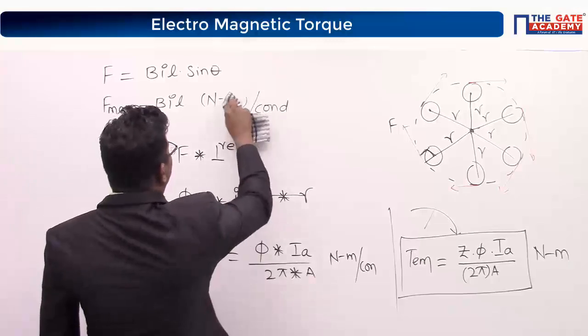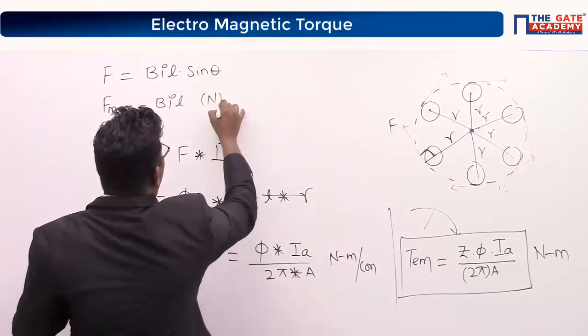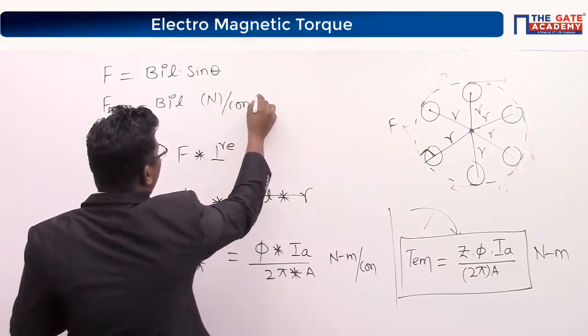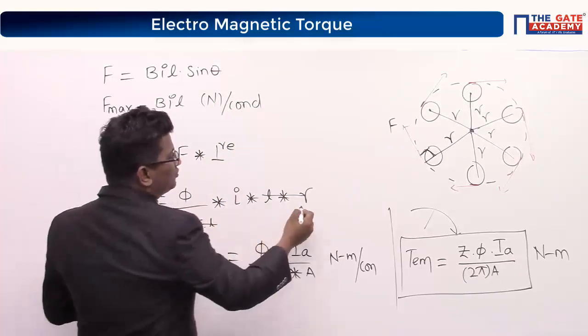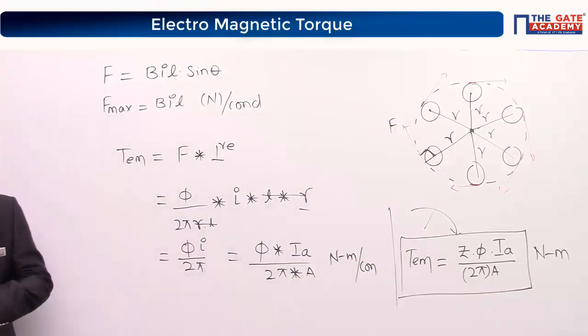Sorry, small correction. This is not Newton meter, this is Newton per conductor. Small correction. Force is in Newtons, na? But angularly it is moving with some distance, right? Angularly it is moving. That is why it is called Newton meter per conductor.